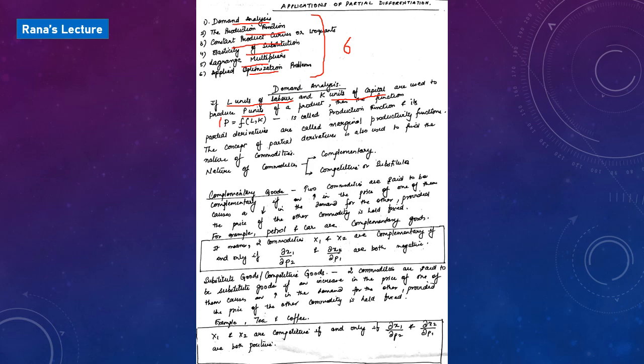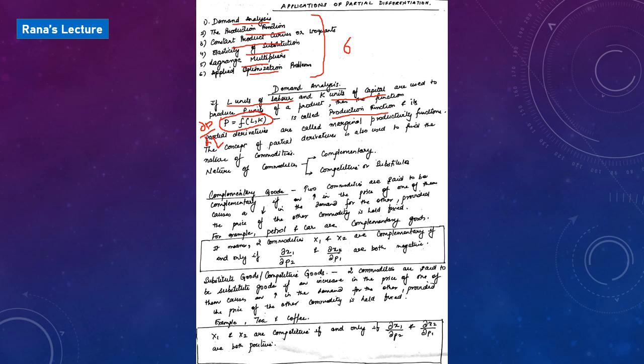And now if we take out the partial derivatives of this, that is, if we do delta P by delta L, that is marginal productivity of labor. Similarly, if we do delta P by delta K, we will get marginal productivity of capital. So it is also used to find out marginal productivity of labor and capital.